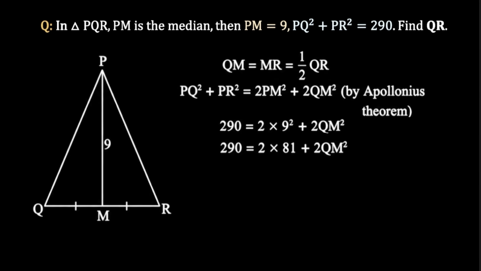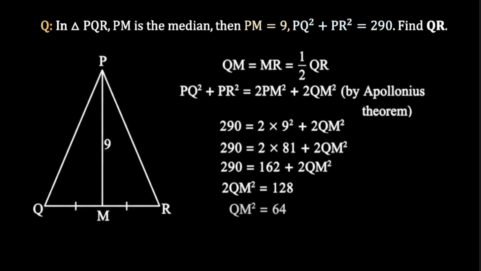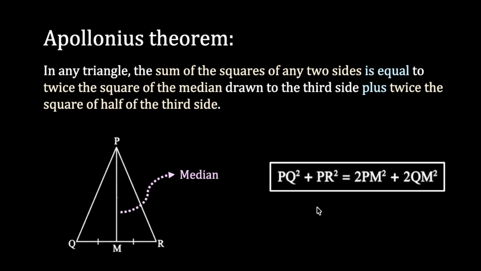Now substitute the values, we get this. Let's solve it step by step very carefully. We will get twice of QM square equals 128, QM square equals 64, QM equals 8. So QR will be twice of 8, that is 16. So whenever a question involves a median and the sides of the triangle, Apollonius theorem becomes a powerful tool to find the unknown lengths.